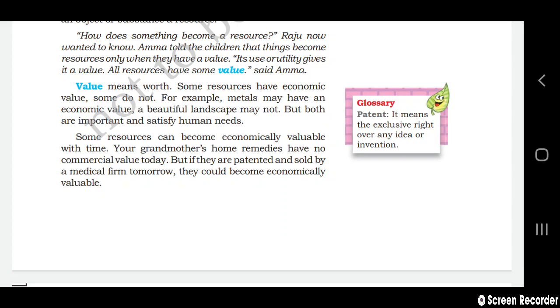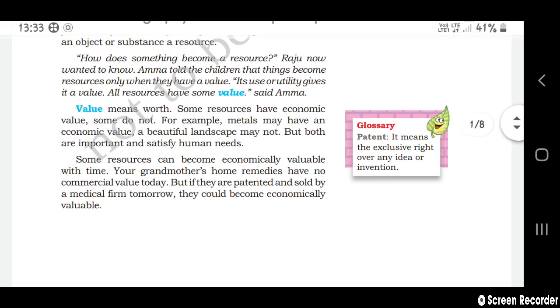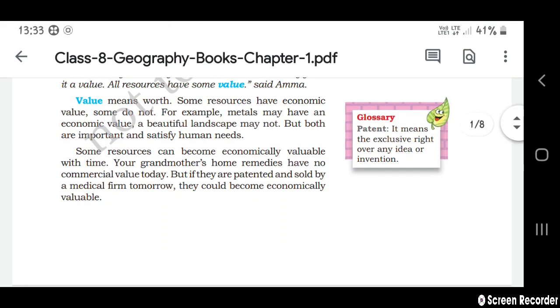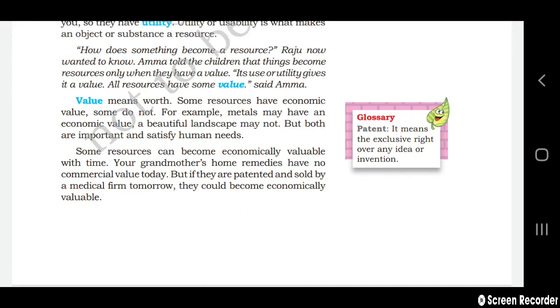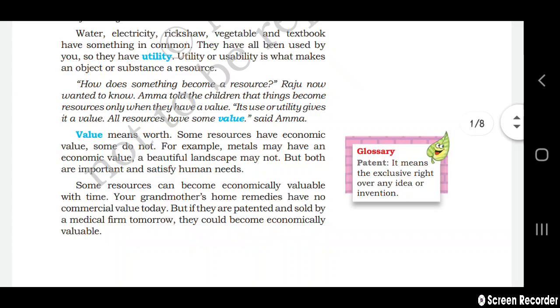Your grandmother's home remedies have no commercial value today, as people now use modern medicines. But if they are patented and sold by a medical firm tomorrow, they could become economically valuable. What is a patent? Patent means the exclusive right over an idea. Taking one's rights over an idea or an invention is known as a patent.